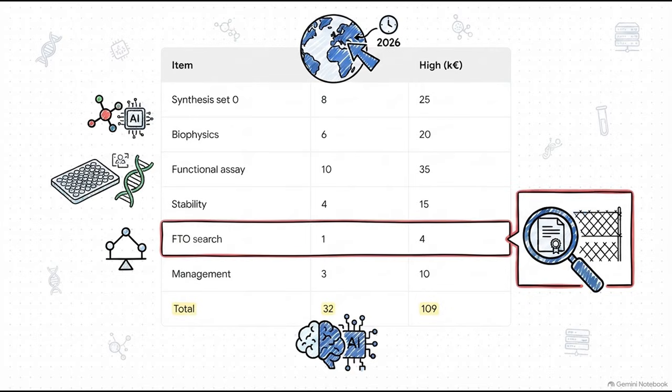One really standout addition from the project's version 1.2 addendum is that FTO line item right there, the Freedom to Operate search. They allocate 1 to 4,000 euros just to ensure no existing patents are infringed before a single molecule is synthesized. That brings the total realistic cost to validate just one program to somewhere between 32,000 and 109,000 euros.